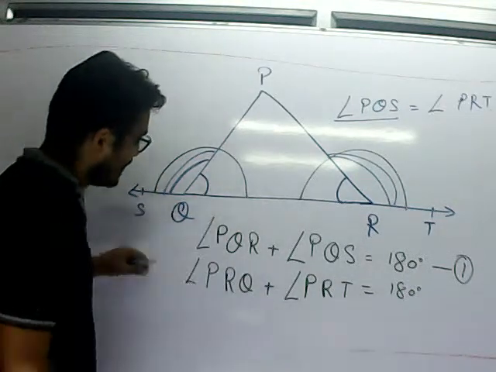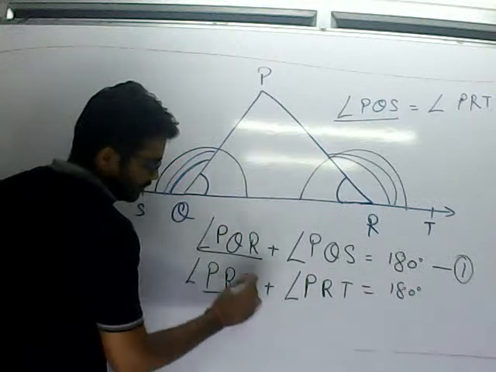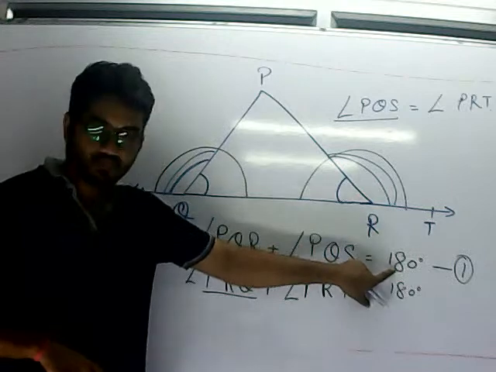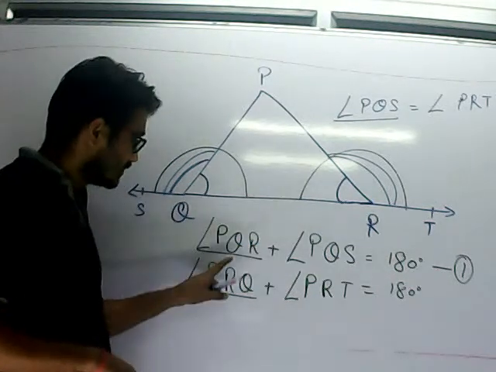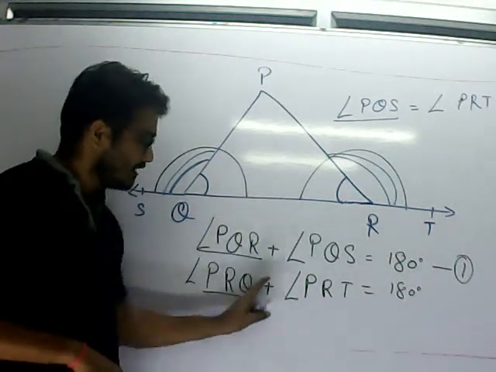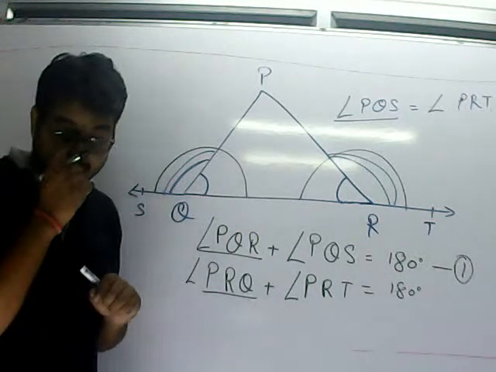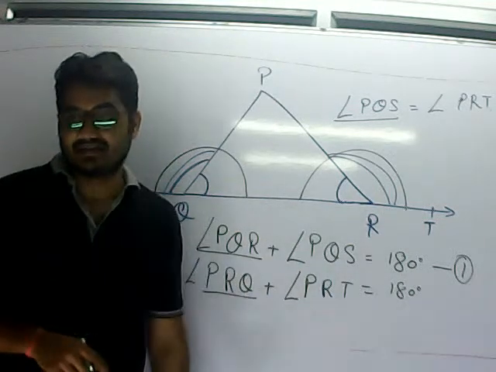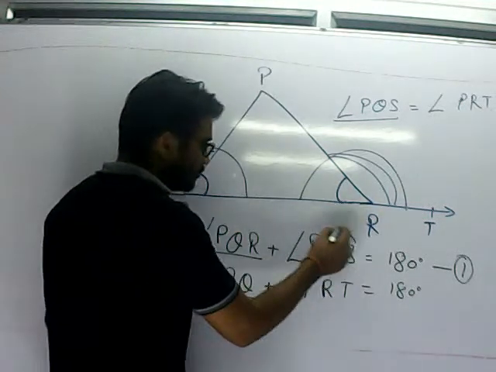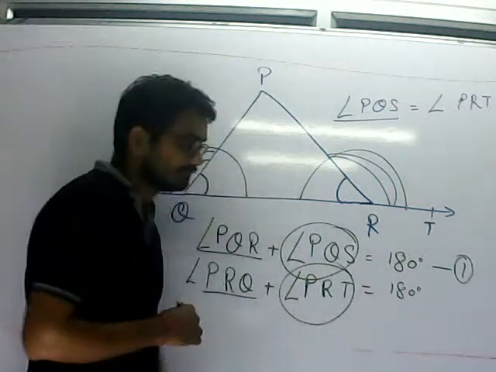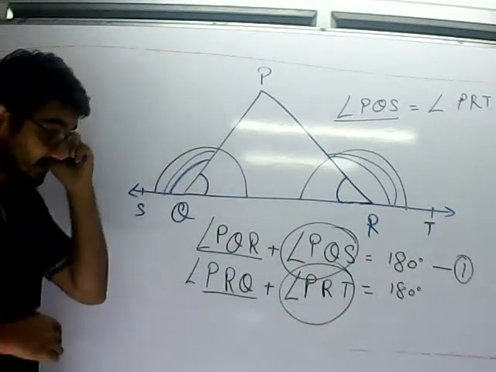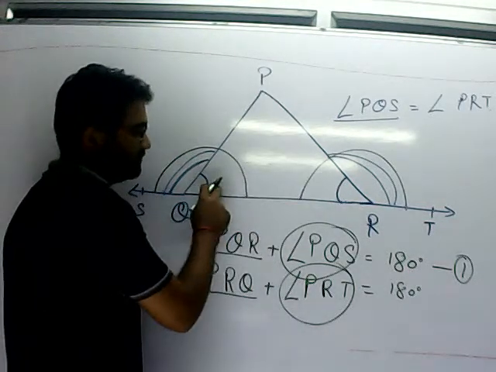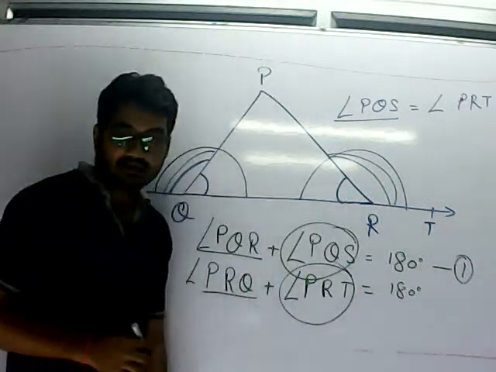Now, instead of PQR, if I write PRQ, is it okay with that? Now, PRQ plus PQS is equal to 180 degrees and PQR plus PRT is equal to 180 degrees. What does that mean? If we add these two numbers separately, we are getting the same result. That means these two angles will be equal. Understood? So that is how we can prove that if these two angles are the same, then the other angles will be the same too.